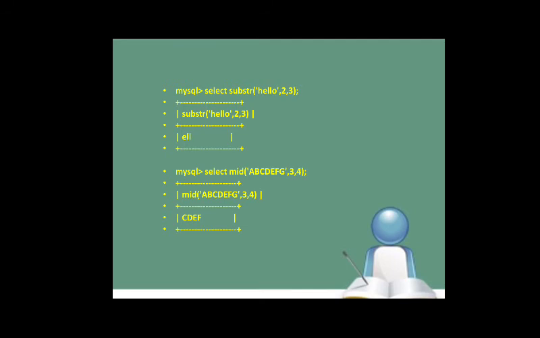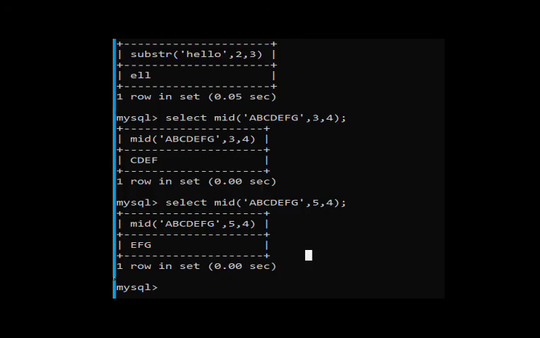In another example, we used the mid function instead of substr. Substring, substr and mid, they will give you the same answer. Here you can see mid of ABCDEFG, 3, 4. Starting from the third letter, you have to take a 4 length string. What is the third letter here? A, B, C. C is your third letter. Starting from C, you are taking 4 letters. C, D, E, F will be your substring. This is the output of the SQL query that we have seen here.